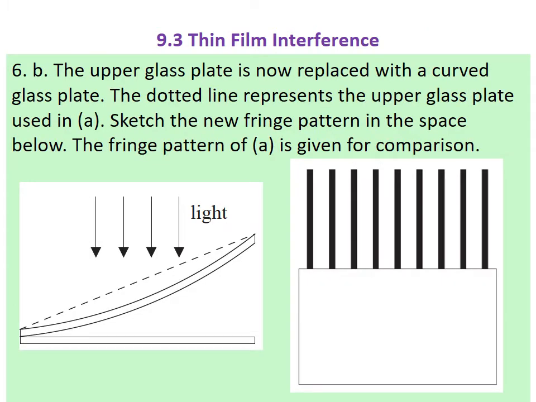For part B, it reads, the upper glass plate is now replaced with a curved glass plate. The dotted line represents the upper glass plate used in part A. Sketch the new fringe pattern in the space below. The fringe pattern of A is given for comparison. So once again, IBO stated that practically no one got this right. Maybe a handful of people from around the world.